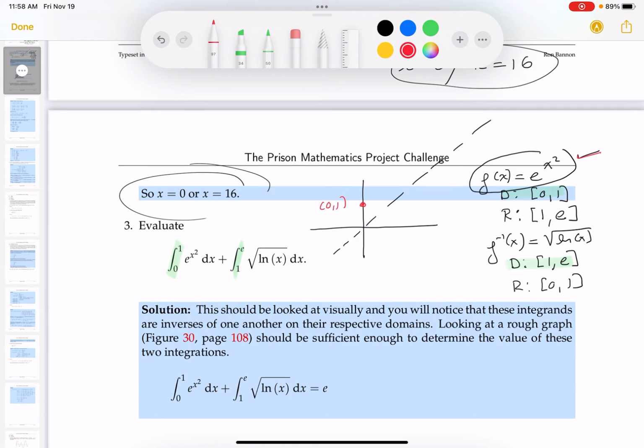Now, I kind of, it's up here somewhere. And this is crude, I know that. But I'm going to say something like this. And I'm going to shade it in now. And this is the area they're talking about.